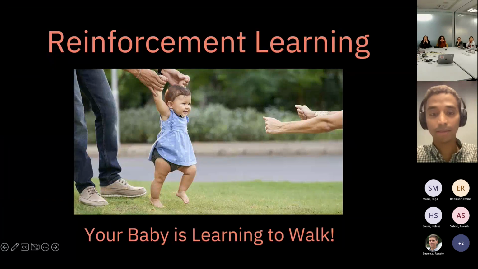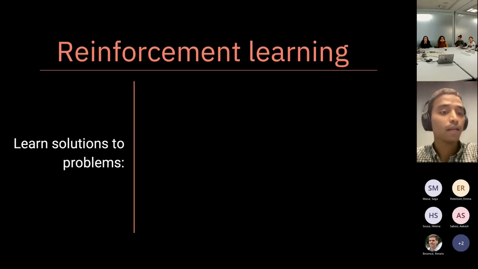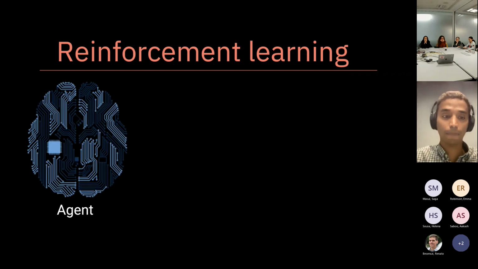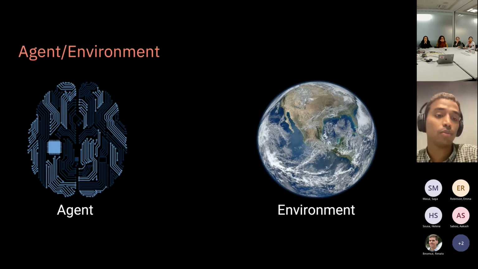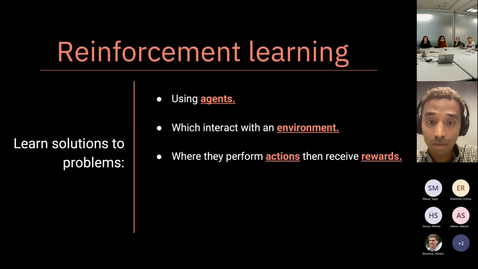So, reinforcement learning: trying to teach our baby how to walk. In reinforcement learning, we are normally trying to learn a solution to a problem. That solution is normally learned using agents. So this is our agent, the brain. The agent will interact with an environment. Assume the environment is the Earth. The agent will observe states, different observations from the environment, and then based on these observations, perform actions and receive a reward for them.